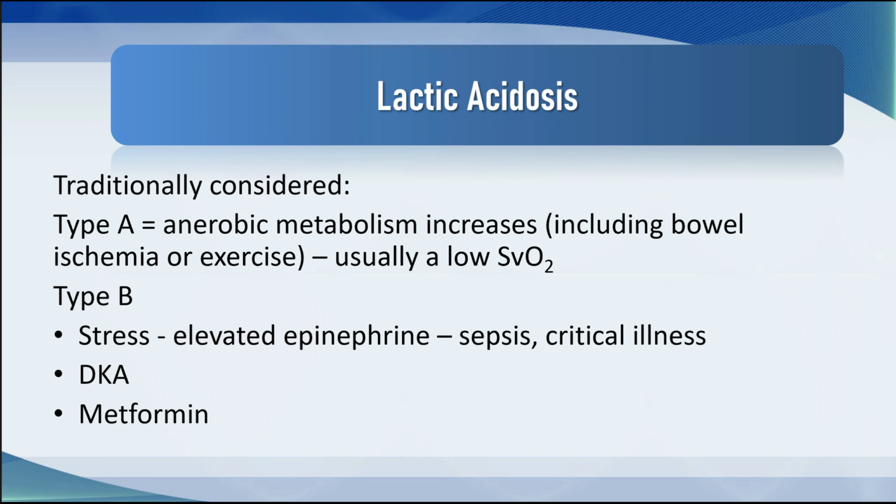Lactic acidosis is typically considered type A or type B. Type A is usually a manifestation of anaerobic metabolism. That's where there's huge demand for oxygen with minimal supply. We see this in trauma. We see this with ischemic bowel. We see this with exercise if you've ever run the marathon. There's usually a low mixed venous oxygen saturation.